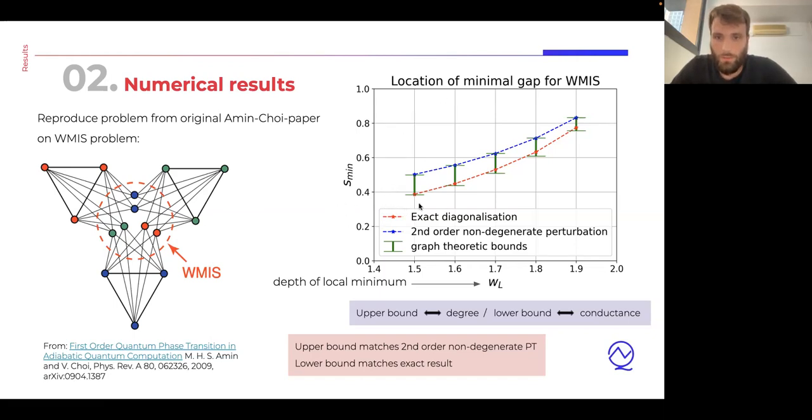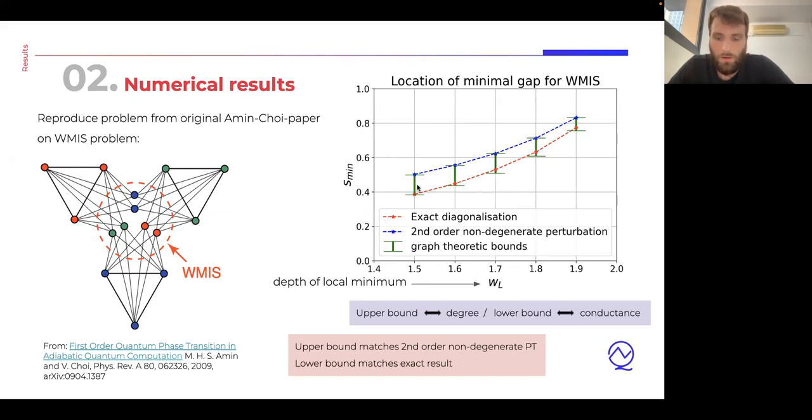And here we can basically reproduce a plot that they also had in their paper, where for various problem instances of this weighted minimum independent set problem, indexed by this WL parameter, which just gives the depth of the local minimum, we compare the predictions versus the exact diagonalization results. In red, we have the exact diagonalization. In blue, we have the second order non-degenerate perturbation theory. This would be basically the plot from the paper.